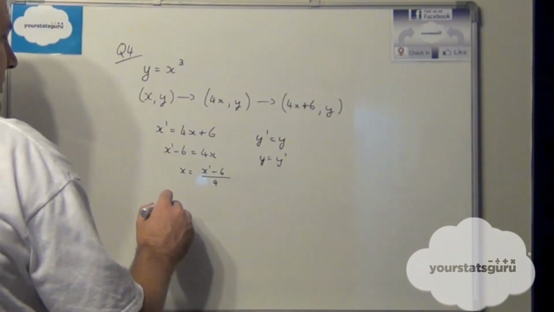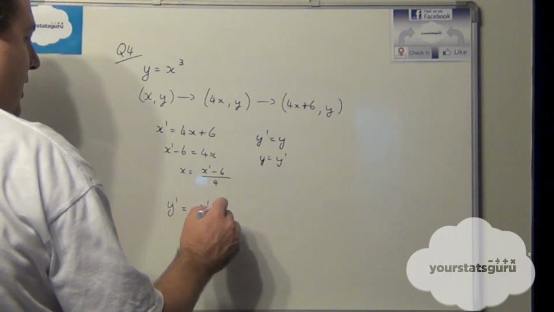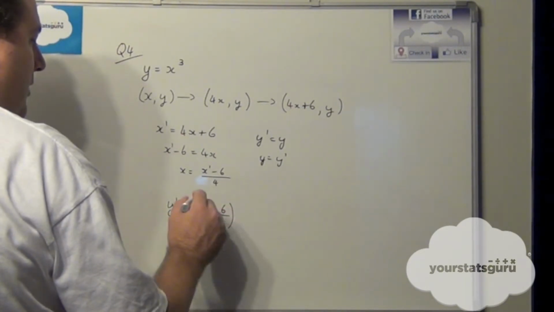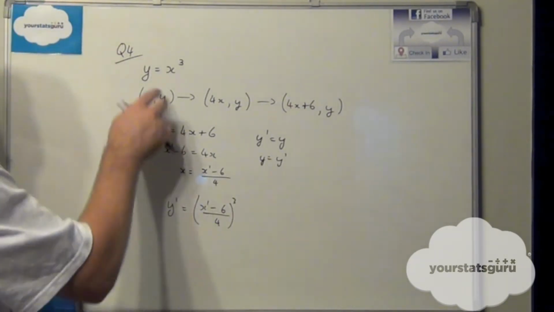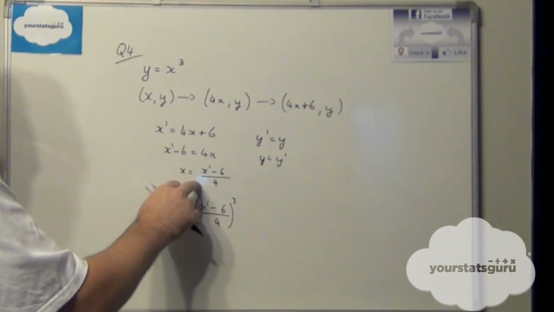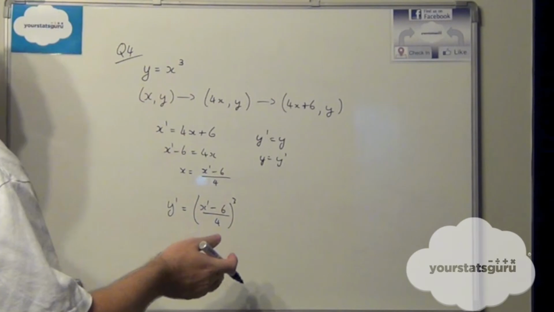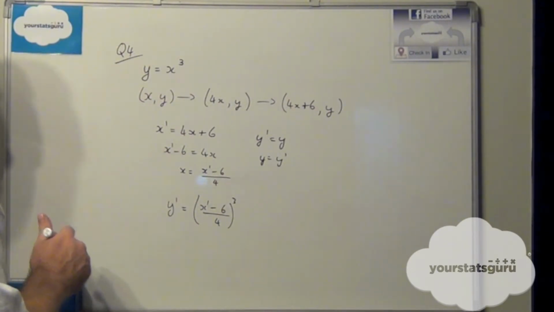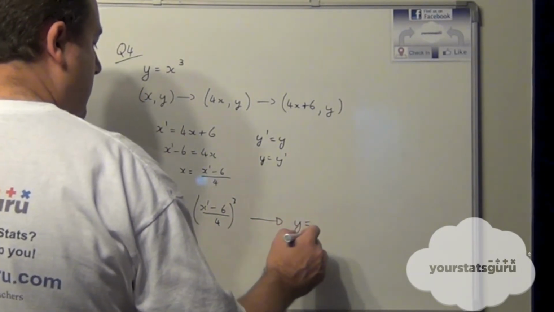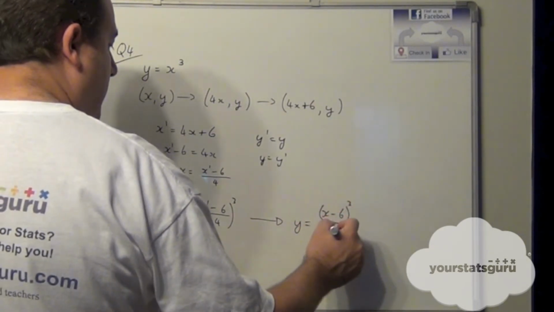So that tells me that y prime is equal to (x prime minus 6 over 4) all cubed, because I replace y with y prime and x with what x is down here. I then expand and simplify. And what this leads me to is the solution that y is equal to (x minus 6) cubed over 64.